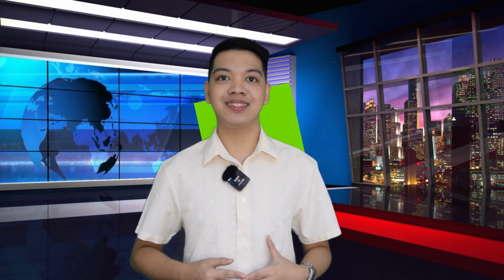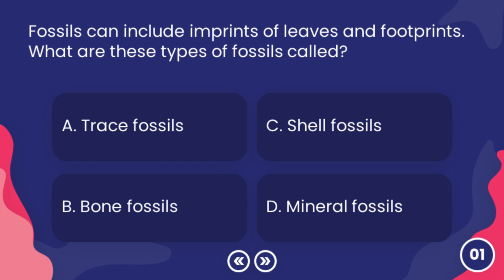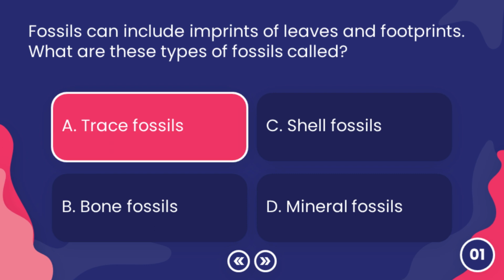Before we proceed with our lesson, answer the following questions. Question number 1. Fossils can include imprints of leaves and footprints. What are these types of fossils called? A. Trace fossils. B. Bone fossils. C. Shell fossils. Or letter D. Mineral fossils. What is your answer? Good job! It's letter A, trace fossils.